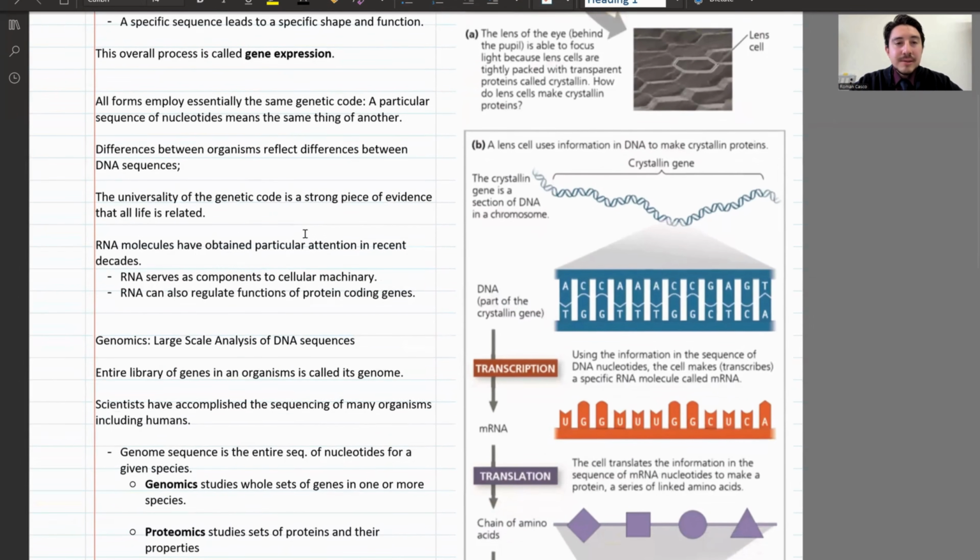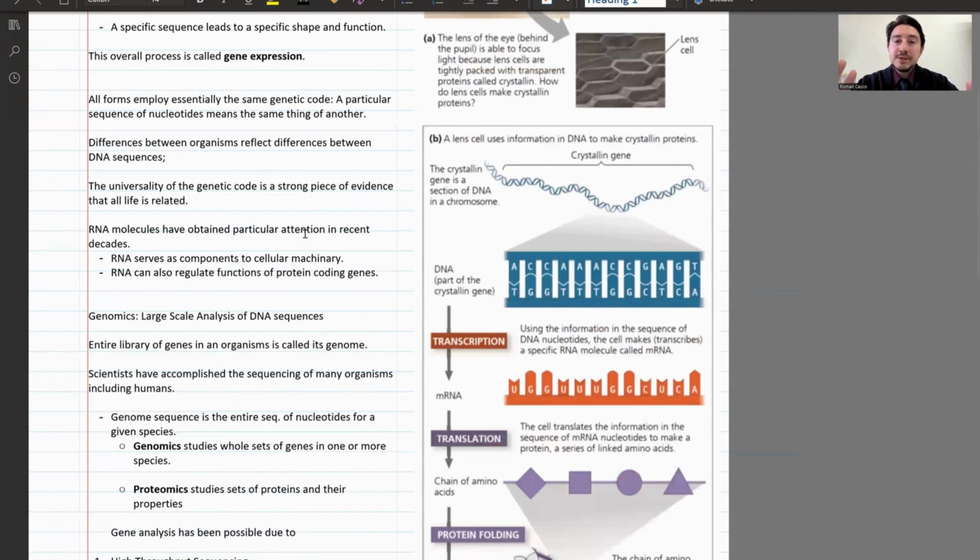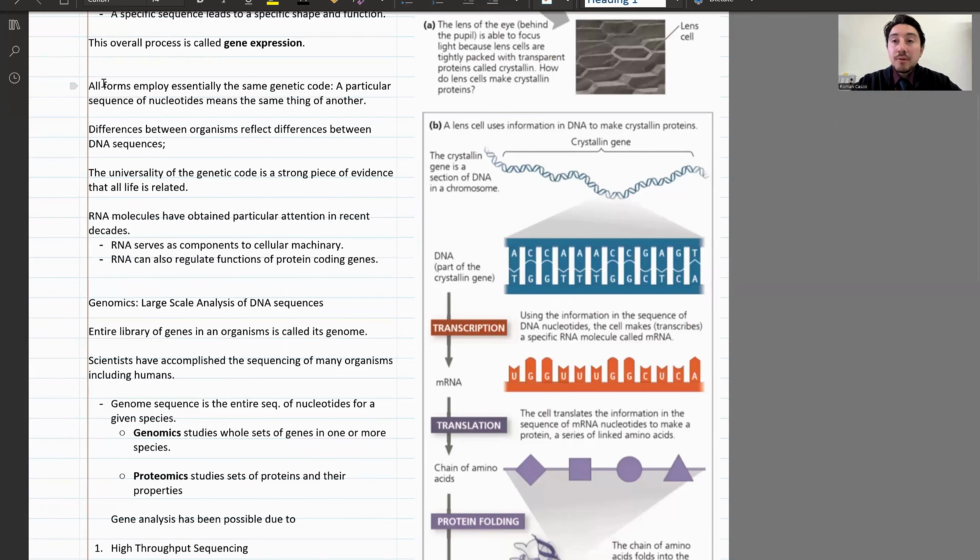So, it's okay if you don't understand everything completely right now. This is just a very broad overview of genetics and gene expression. Different organisms, this is something quite interesting, employ essentially the same genetic code, that same process. A sequence of nucleotides will produce a protein.